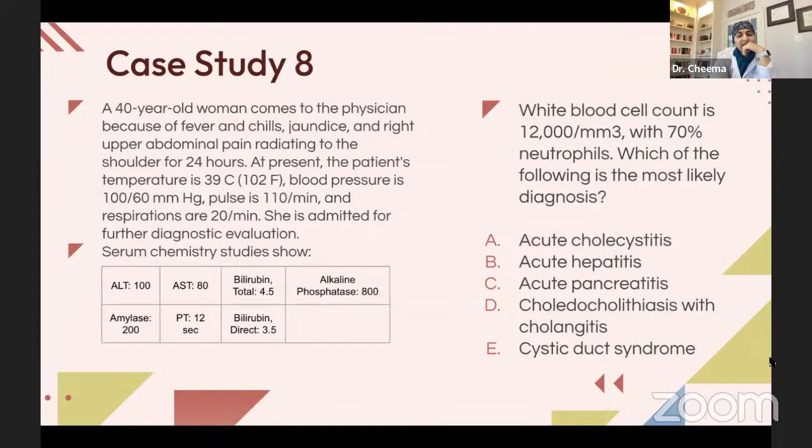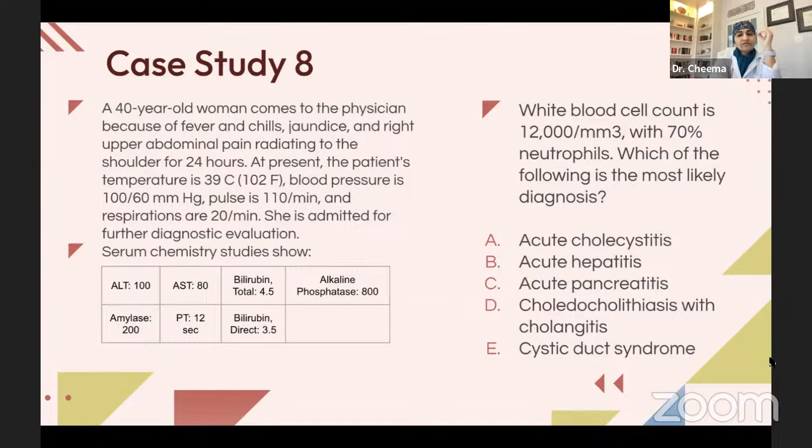All right, so in this case study, they talk about it can be gallbladder disease or liver disease, right? Or pancreatic disease or bile duct disease. So we have to figure out what's going on with the patient. What is the most likely diagnosis? In this case study, the patient has a fever, right upper abdominal pain, and jaundice. These three make the Charcot triad, which is diagnostic of acute cholangitis.